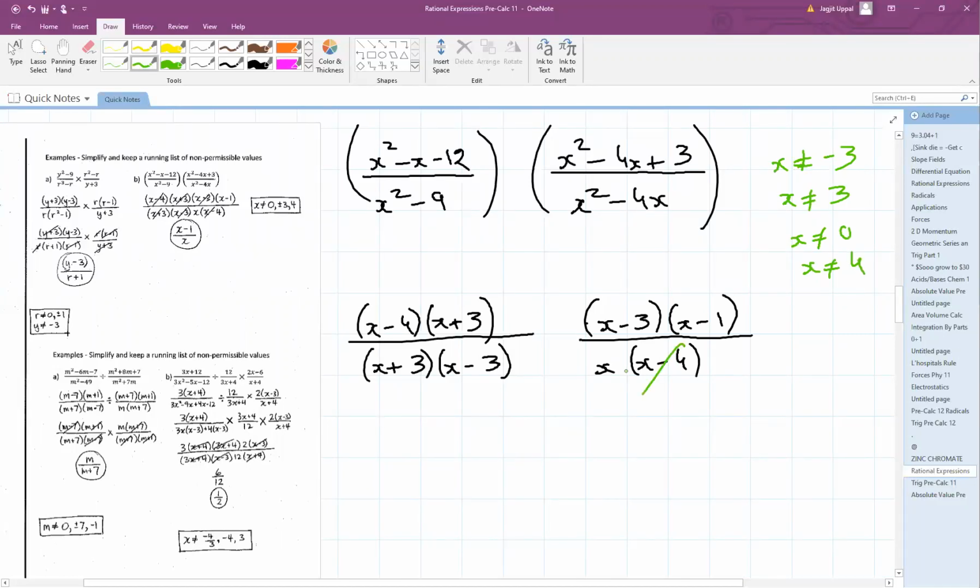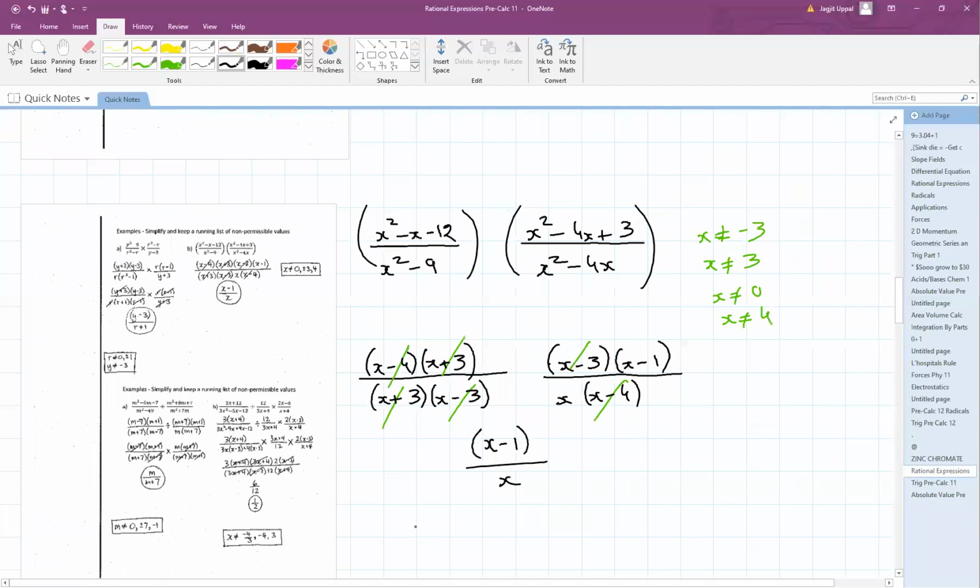Perfect. And now we can start canceling. X minus 4 cancels with x minus 4. X plus 3 cancels with x plus 3. X minus 3 cancels with x minus 3. We're left with x minus 3, x minus 1 divided by x. Pretty simple stuff so far, correct? Okay, good.